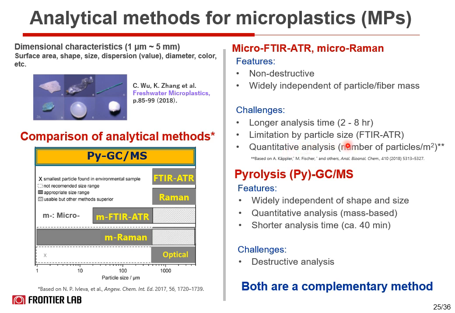the number of particles in a square meter, whereas the Py-GCMS technique provides mass-based quantitative information. In other words, the Py-GCMS method is a complementary method to the spectroscopic technique and vice versa.